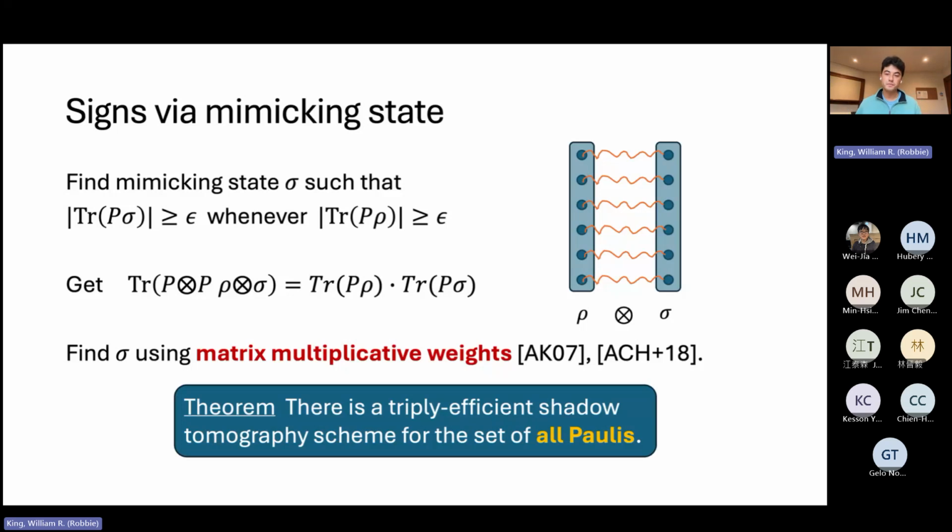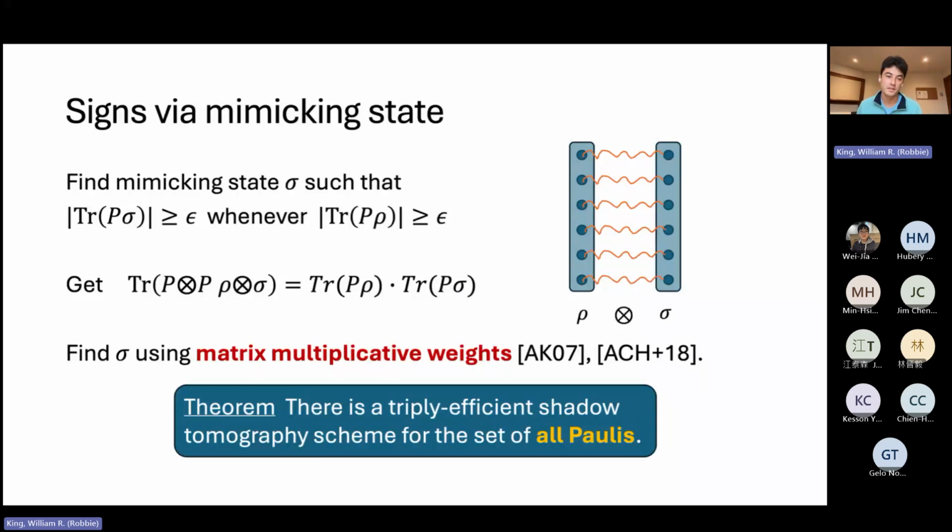We can then imagine preparing the state sigma on a quantum computer, and then Bell sampling from rho tensor sigma. This will give us estimates of the trace of P tensor P times rho tensor sigma, which is the trace of P rho times the trace of P sigma. We crucially chose sigma so that the trace of P sigma is larger than epsilon. So we can divide this equation through by the trace of P sigma to get the trace of P rho. So this is the idea.